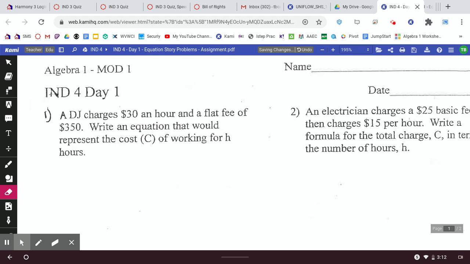Okay, so we are going to go through indicator 4, day 1. And indicator 4 is all about story problems and how to read a story problem and then write out an equation based on that story problem by taking the information given to you and then writing an equation, and then as we get a little bit further along into the worksheet, we'll actually be solving some of these equations as well. So I'm going to walk you through a couple of these.